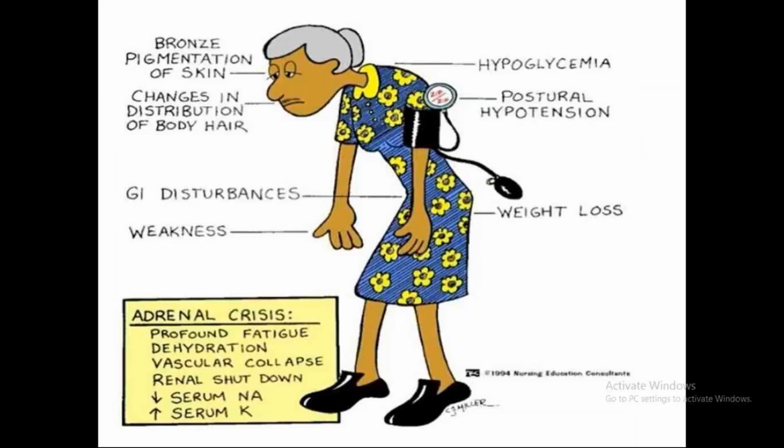See this one: bronze pigmentation of skin, changes in the body distribution of hair, and GI disturbances, weakness, weight loss, postural hypotension, and hypoglycemia. And these are the adrenal crisis. In adrenal crisis, serum sodium levels are low and potassium levels are very high, with profound fatigue, dehydration, and vascular collapse. Renal shutdown completely takes place, potassium levels increase, and serum sodium levels decrease.